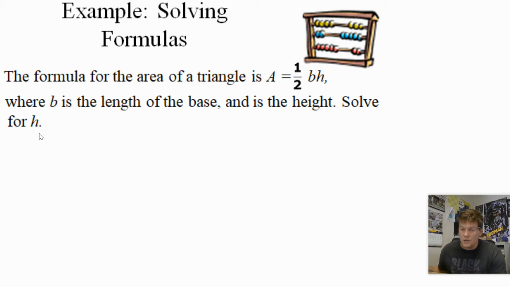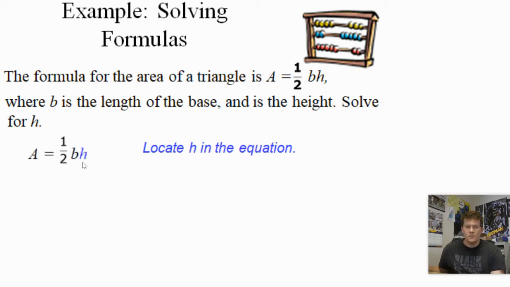It says solve for H. So we want to get that H all alone. We have our equation, our formula. Let's locate the H in that equation. Well, again, hopefully it's kind of easy. H this time is the very last variable. It's being multiplied by 1/2. It's being multiplied by B. So we have to get rid of those.